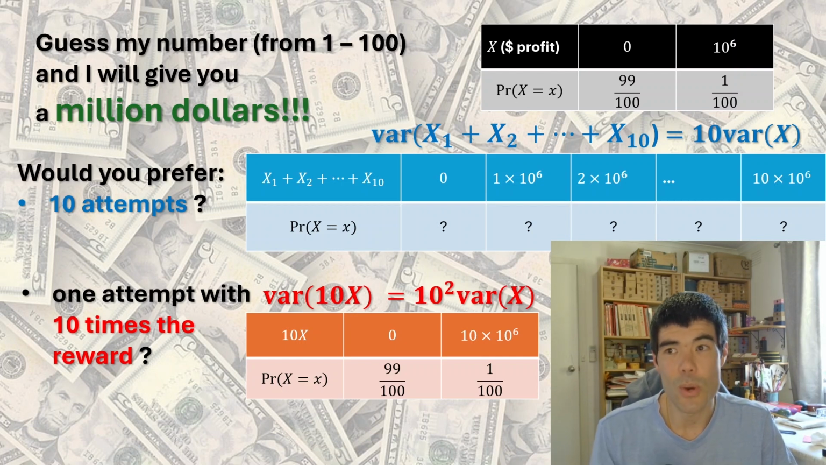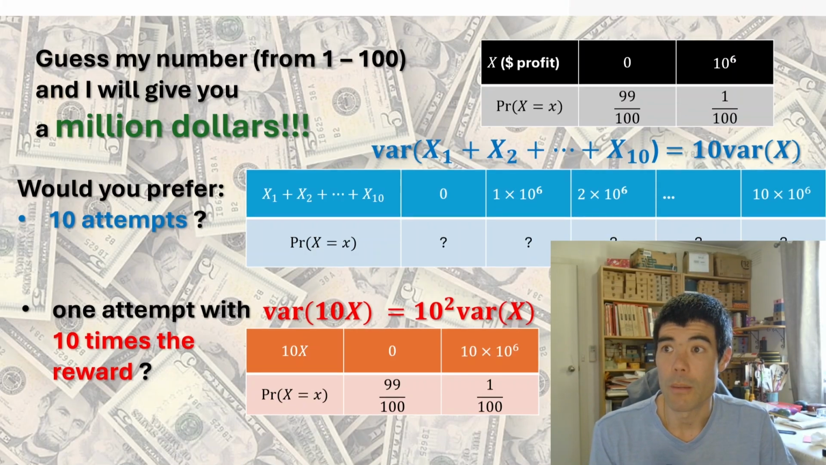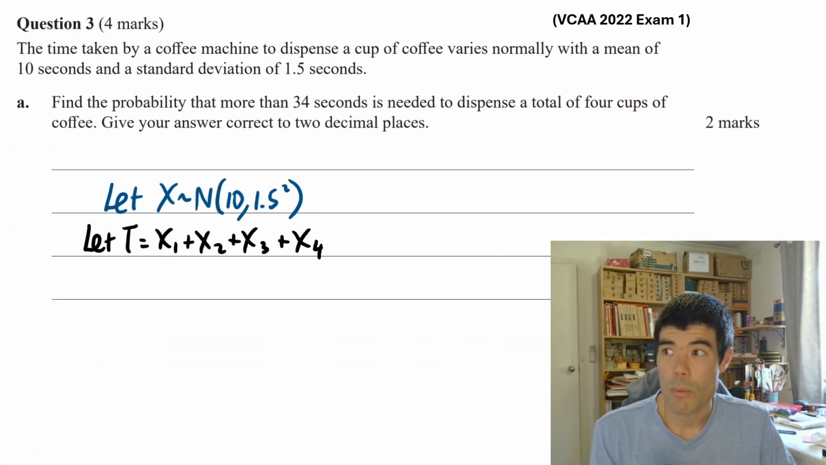Whereas in the 10x situation, it's really all or nothing. You either walk away with $10 million or nothing. Okay, so hopefully that little money example will help you to appreciate the difference between a scalar multiple of a random variable and the sum of random variables. So let's go back to the coffee question. We had the sum of 4 independent random variables.